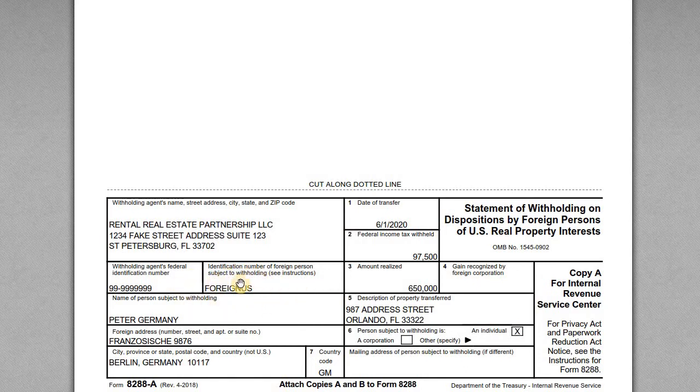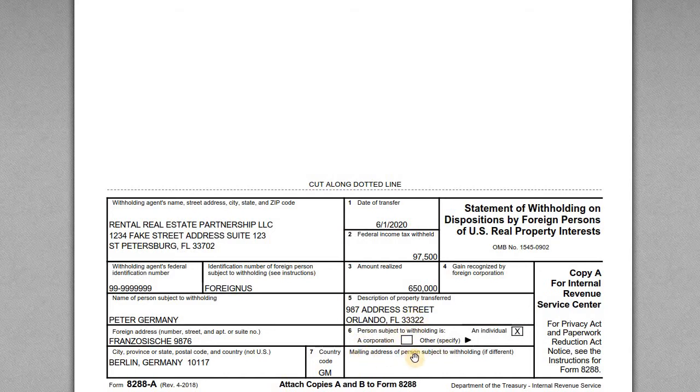So "foreign U.S." is a placeholder used to label individuals that don't have any of those tax ID numbers, or an entity that doesn't have a U.S. tax ID number. So in this case, we have Peter, Germany. He's a German citizen and tax resident, so we just enter "foreign U.S." And then we have Peter's foreign address in Berlin where he lives. Box 5, description of the property that was transferred. Again, that should be the same address that was listed on the 8288 above.